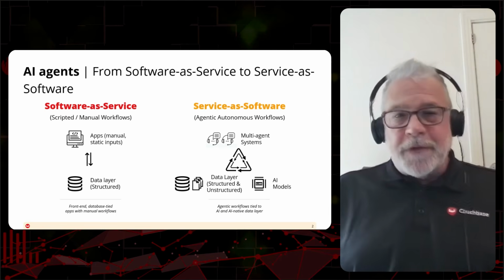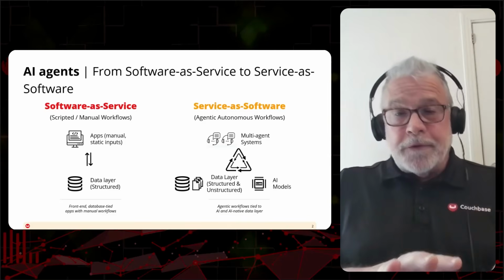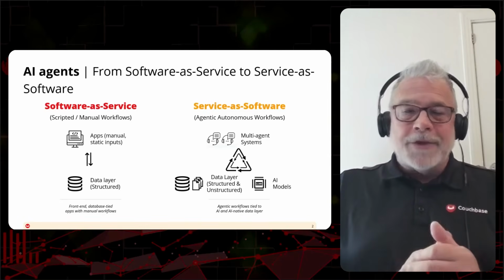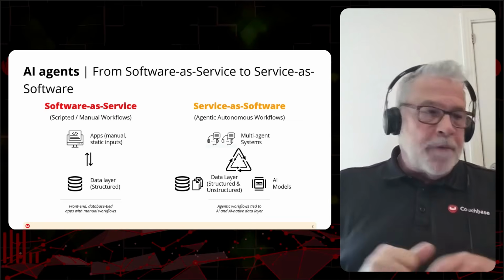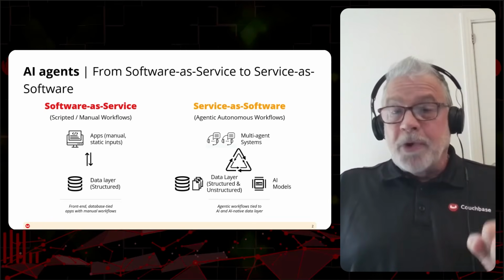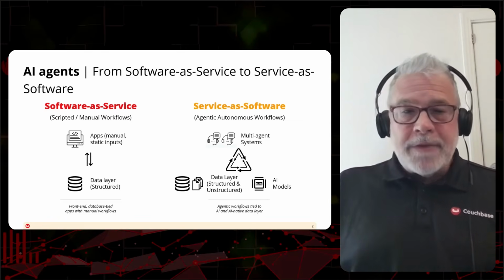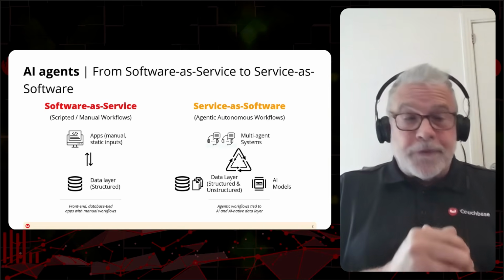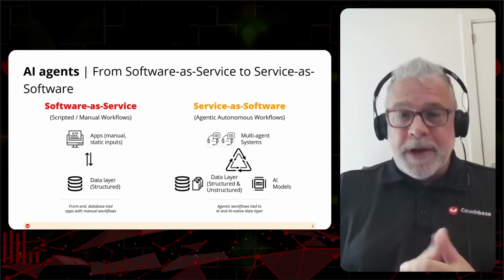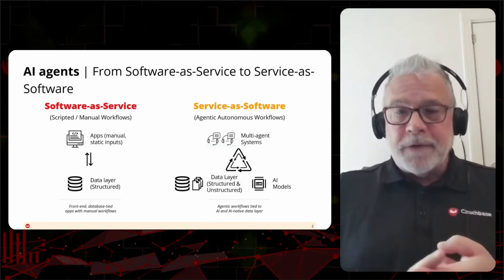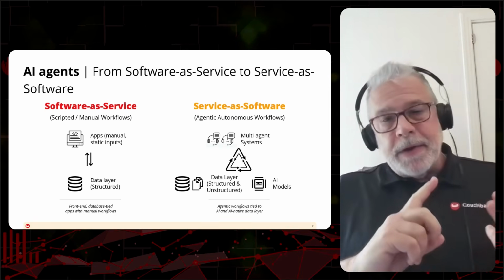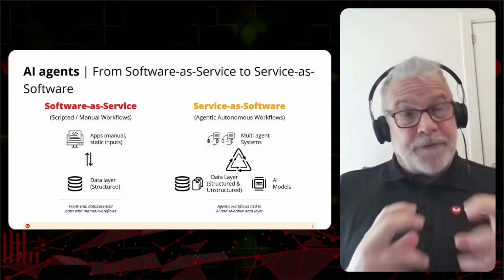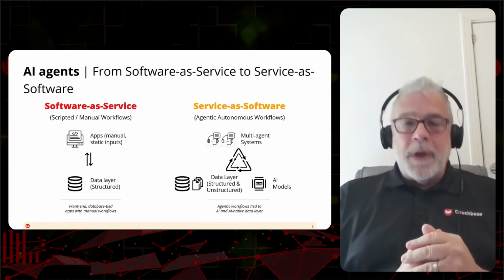And then fast forward to today, on the right side, arguably that has shifted from software as a service to service as software, where the user's still there, but now they're talking to multi-agent systems. And the agents are pulling from AI models, and critically, the data layer underneath now has to handle both structured and unstructured data faster and more voluminous than ever before, because agents need context and they need memory and they need documents and embeddings, and they need it fast to respond as quickly as possible.